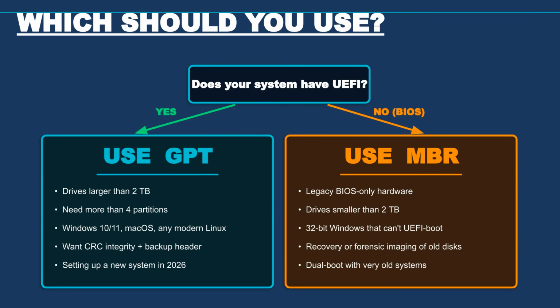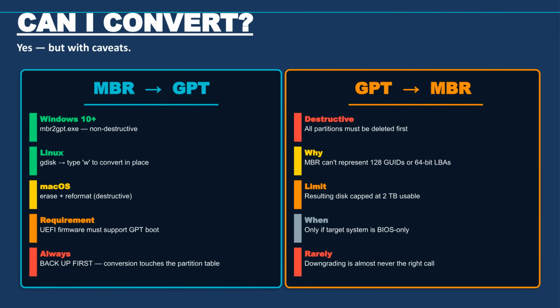If your system has UEFI, use GPT for larger drives, more partitions, and superior data integrity. If your system is BIOS only, or you need compatibility with old 32-bit Windows or very old systems, stick with MBR. MBR to GPT conversion is possible and non-destructive on systems like Windows 10 plus using MBR2GPT.exe or Linux using gdisk.